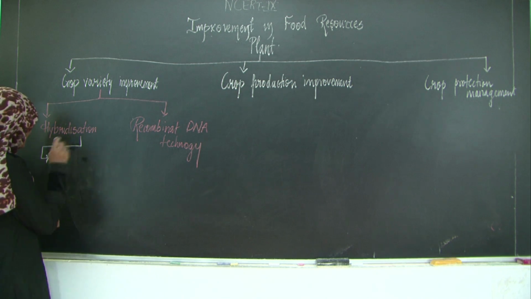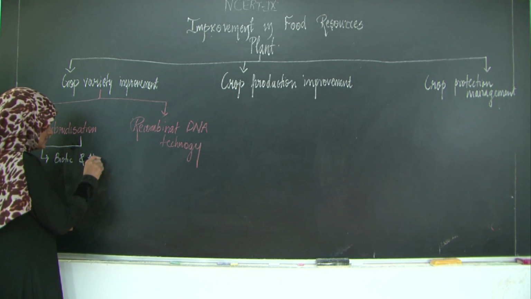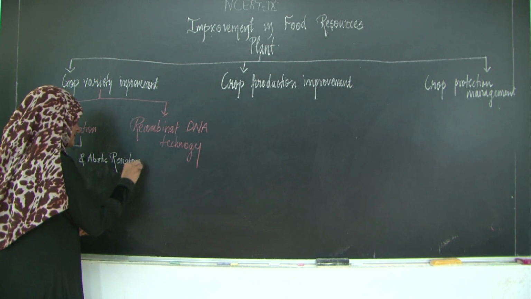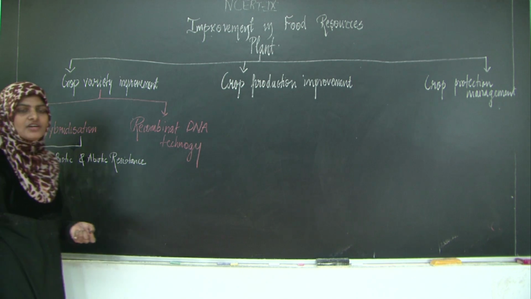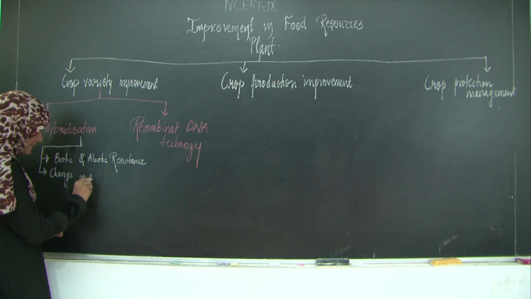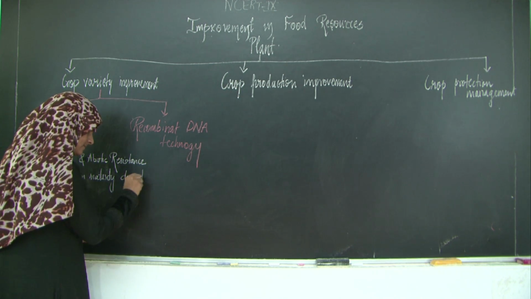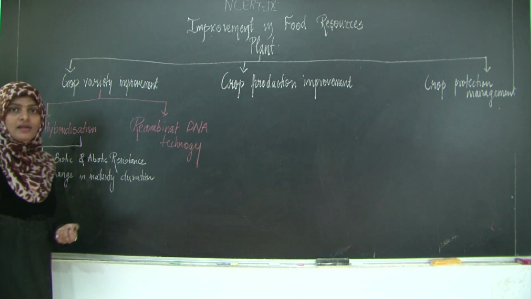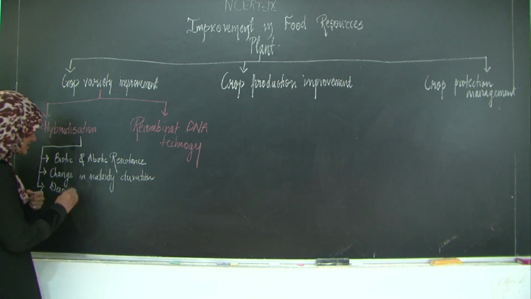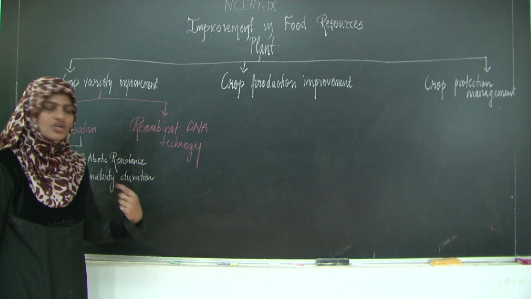The first one is biotic and abiotic resistance. Then we have change in maturity duration. Then I have desirable agronomics. Okay. Now, biotic and abiotic resistance means to get a crop which is not affected by any biotic factors like pests or rodents, or abiotic factors like temperature or moisture.